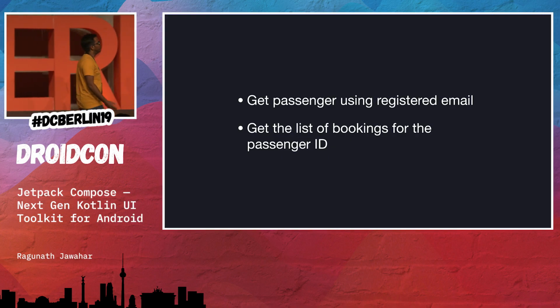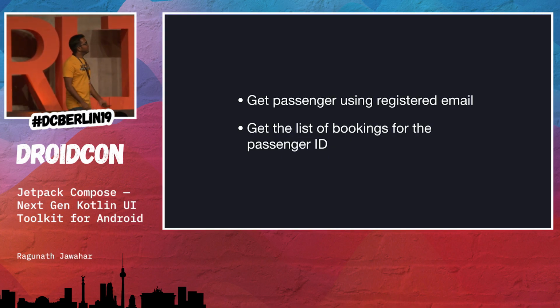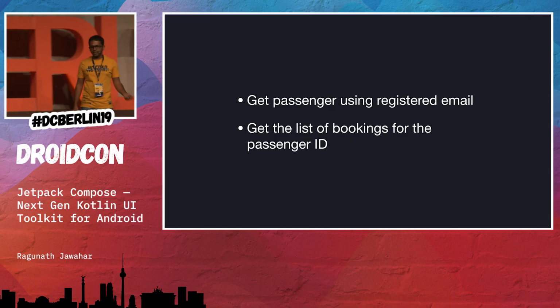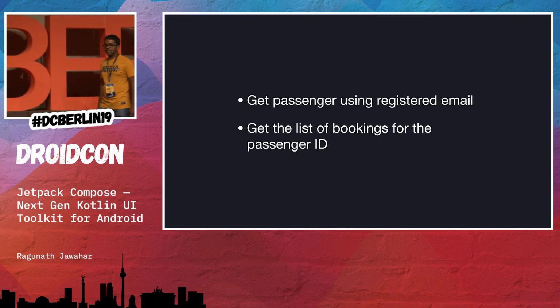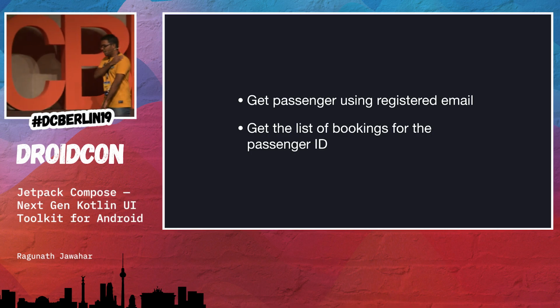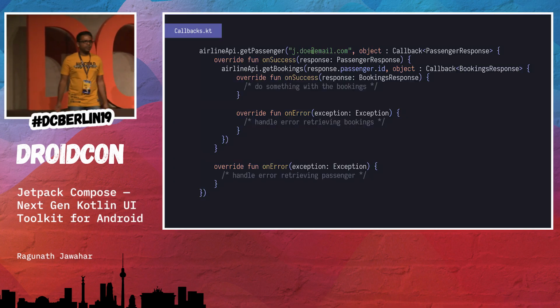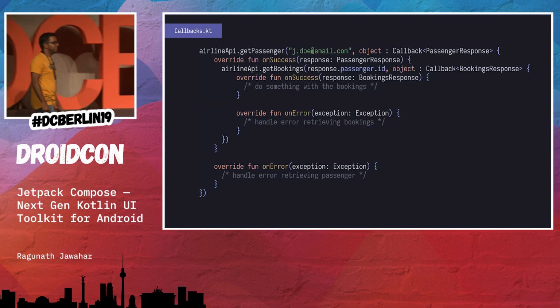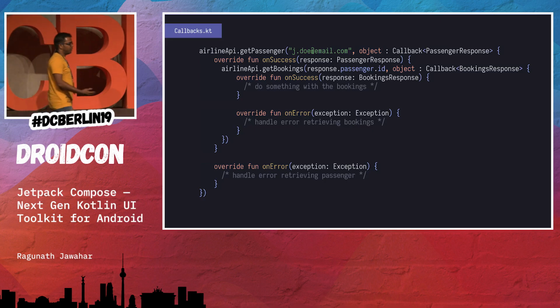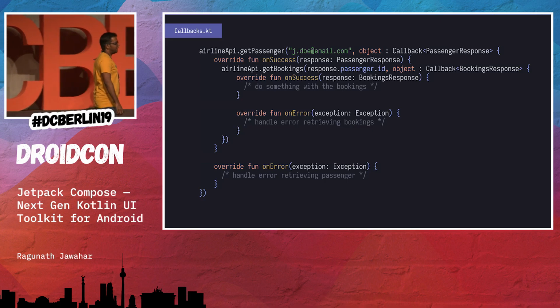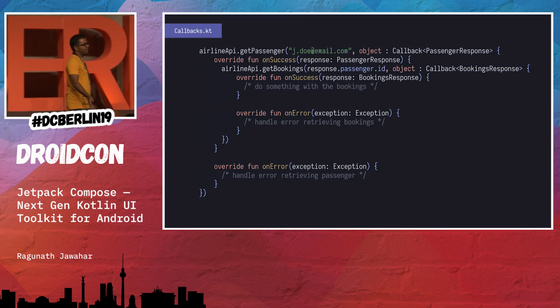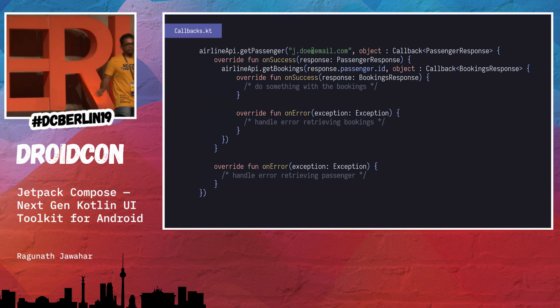Let's say we want to do two different asynchronous calls. We want to get a user using a registered email, and we're going to get a list of bookings for this passenger, right? So let's see how we can do this in multiple ways in Android. One of the most common ways that you're familiar with is to do callbacks, right? So we have a function that is going to make a long network call, and then it also takes a callback. So you say, hey, I'm going to do this, and when you're done with it, just let me know through the callback itself, right?